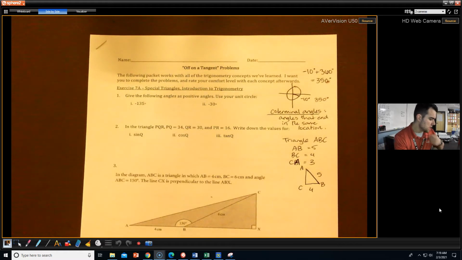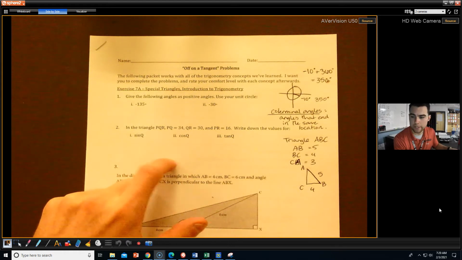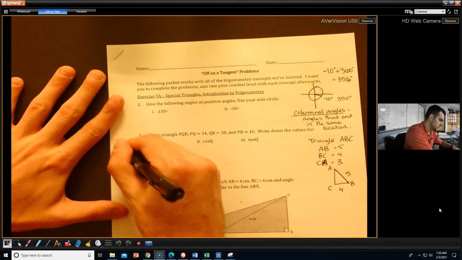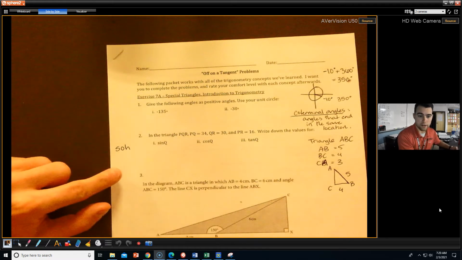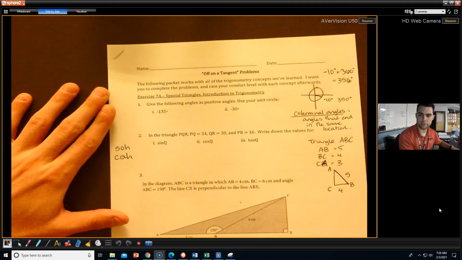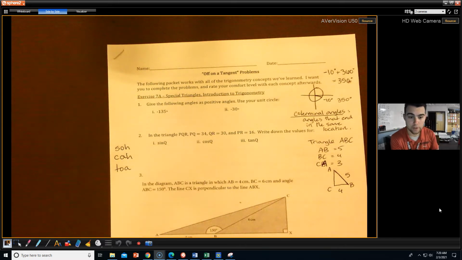Number two gives you a triangle PQR, it gives you some side lengths, and it just wants you to write down the values for the trig values. So you know that sine is opposite over hypotenuse. Cosine is adjacent over hypotenuse, CAH, and then TOA: tangent is opposite over adjacent. You can use those to help you.